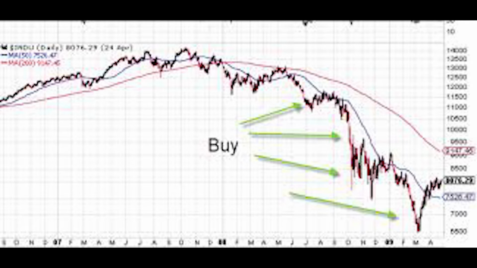On to the next term, which is one of the most important terms in my opinion, which is averaging down. Averaging down is when the stock you own is below the average price at which you own it at, and you buy more to bring the average down.